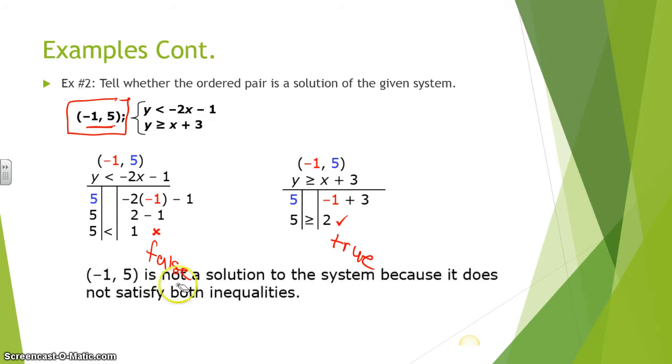So our final answer is that (-1, 5) is not a solution to the system because it does not satisfy both of the inequalities. It is not true for the first, but it is true for the second. Since it's not true for both, it does not satisfy the system.